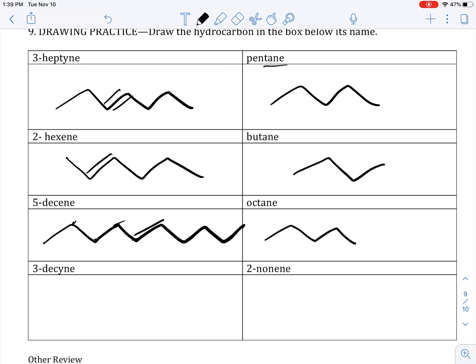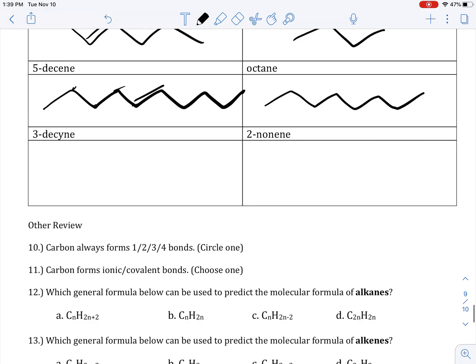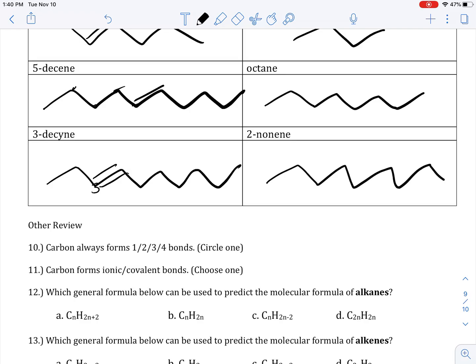Octane is 8. 1, 2, 3, 4, 5, 6, 7, 8. All single bonds, so we're good to go. Decyne, same thing. 1, 2, 3, 4, 5, 6, 7, 8, 9, 10. Oops. Go to my first, second, third carbon. In between 3 and 4, I have a YNE triple bond. Nonene is 9. 1, 2, 3, 4, 5, 6, 7, 8, 9. Go to my second carbon, draw an ENE double bond. Ooh, that was a terrible double bond. Even worse. There we go.